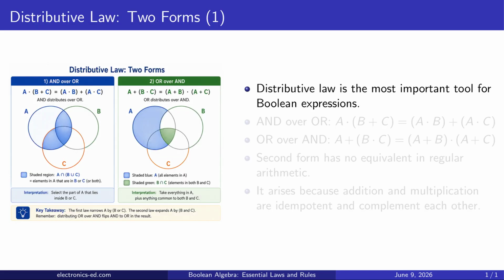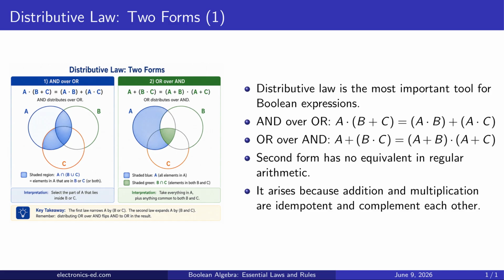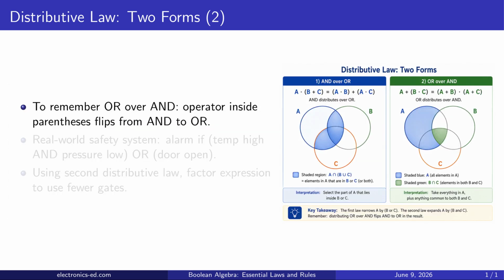The distributive law is the most important tool for manipulating Boolean expressions. First form, A and (B or C) equals A and B or A and C. Second form, A or (B and C) equals (A or B) and (A or C). This second form has no equivalent in regular arithmetic. It arises because addition and multiplication here are idempotent and complement each other. To remember OR over AND, notice the operator inside the parentheses flips from AND to OR.